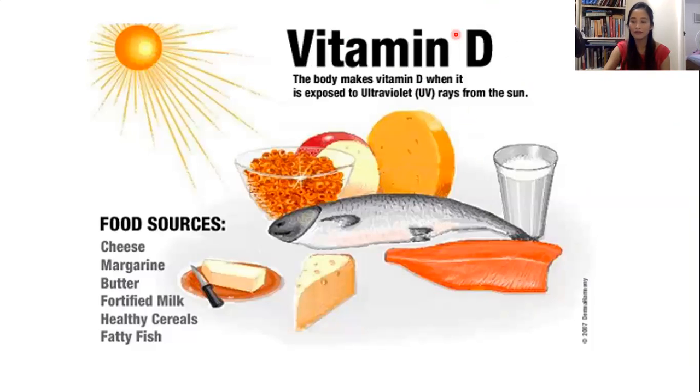Next, we go to your vitamin D. Your body usually makes vitamin D after exposure to UV rays from the sun. But aside from the sun, there are also other sources of vitamin D, such as dairy, milk, fortified milk, healthy cereals, and even fatty fish. Sometimes, you can also get it from multivitamins. But going out into the sun very early in the morning can help you gain vitamin D.